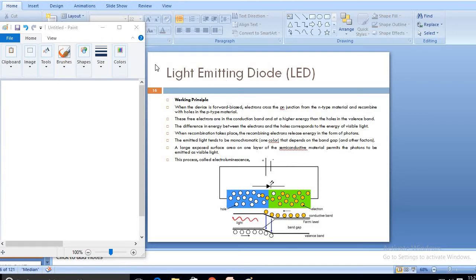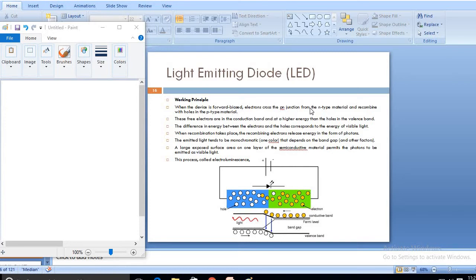This is the working principle of LED. See here in the below diagram. I am applying a voltage positive to the P type. P type means holes are present, so this is a P type semiconductor. Negative I am connecting to the N type, where electrons are present. Whenever I apply the supply voltage positive to the P type and negative to the N type, the device is in forward bias condition, positive to positive, negative to negative.